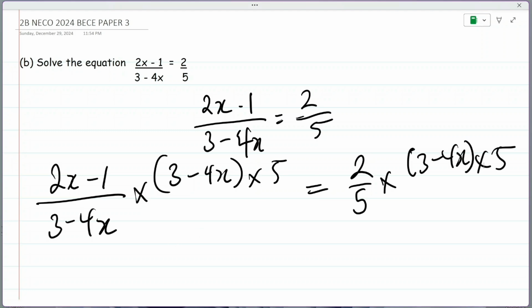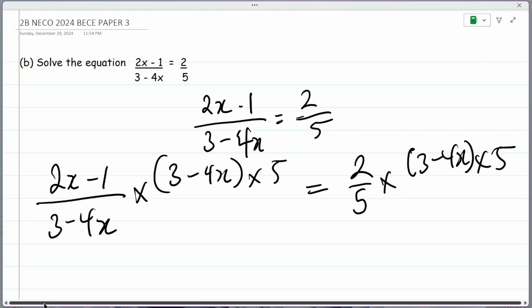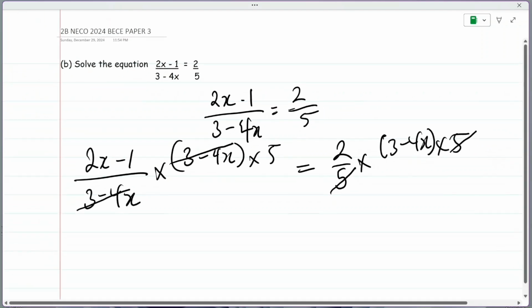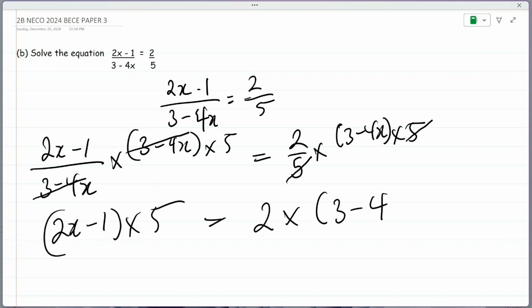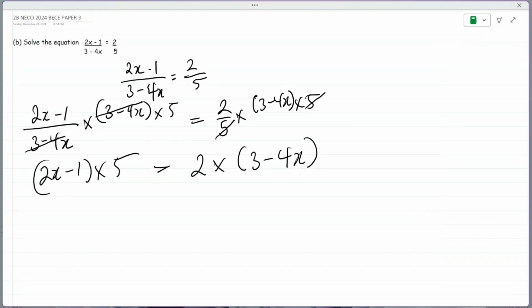Watch what happens. In this case, since they are linked by times, this cancels this. And on the other side, 5 cancels 5. So we end up having (2x - 1) in brackets times 5, because this has cancelled this. And on the other side, you have 2 times (3 - 4x) in brackets. It gives you the same result as cross multiplying. Let's cross multiply on the side and see what we get.